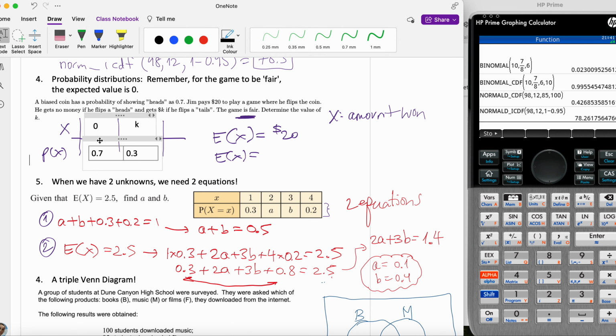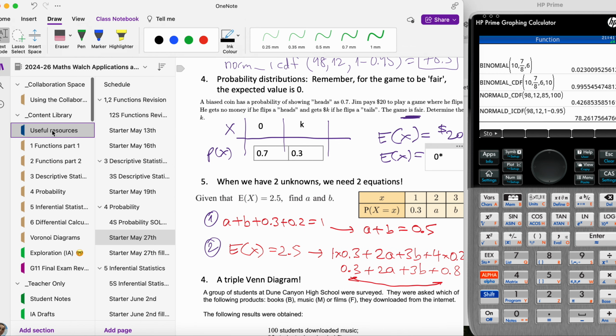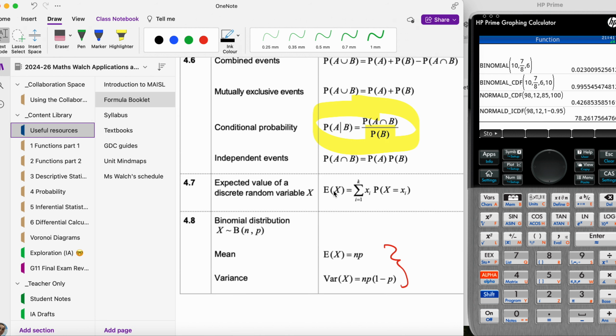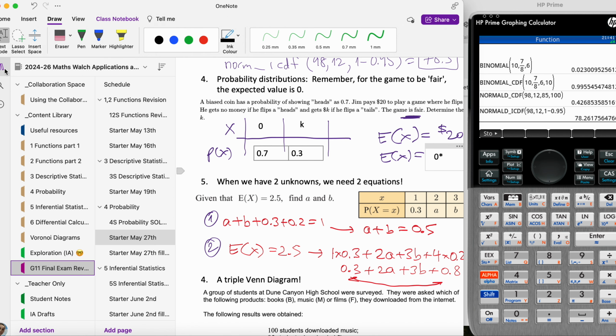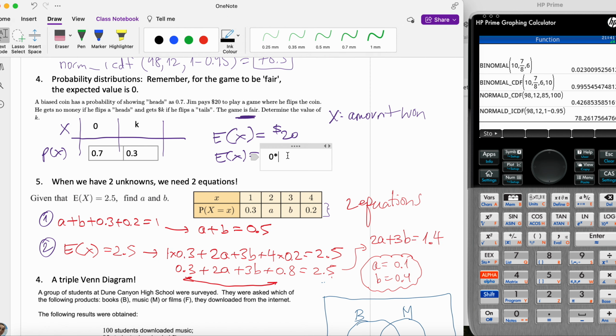So this expected value needs to be 20. So it's not 0 because he's paying 20 to win. So what we're going to do is go 0 times, remember. If you look at the formula booklet, the total expected value for a whole distribution is always the sum of each x times its probability. Okay, so this is what we're going to do now. The probability of 0 is 0.7, plus the probability of k times 0.3.